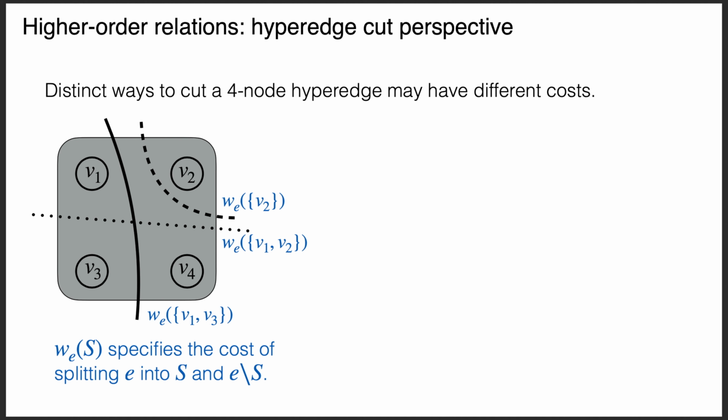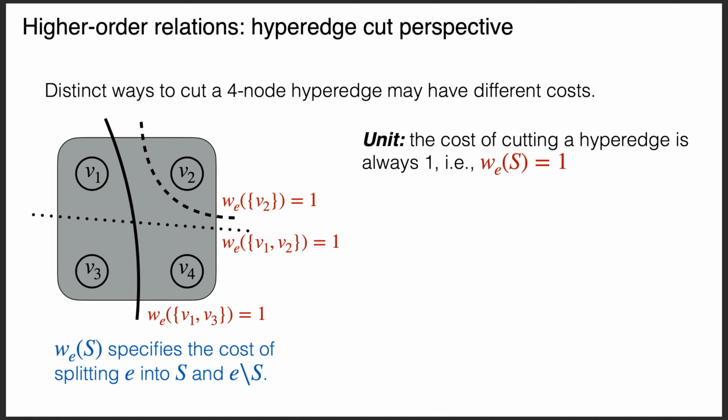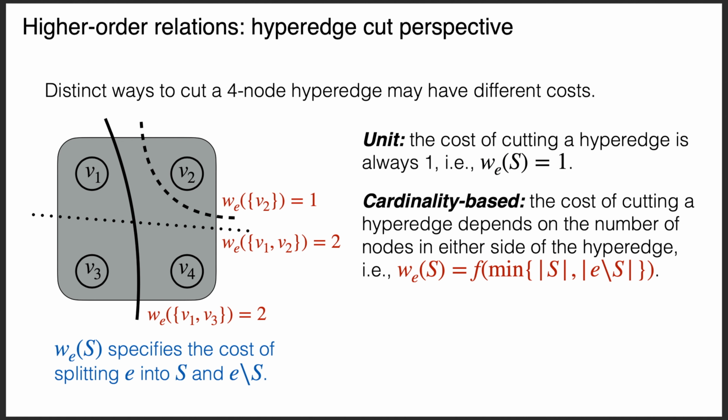The next question to consider is what classes of cut cost functions we will be looking at. In the simplest case, it doesn't matter how we cut the hyperedge. The cost is always going to be a constant, for example, 1. And we call this case the unit cut cost. In a slightly more general setting, we have the cardinality-based cut cost, where the cost of cutting a hyperedge depends on the number of nodes in either side of the hyperedge. For example, in the figure, if we cut out only one node, we incur a cost of 1. If we cut out two nodes, then we incur a cost of 2.